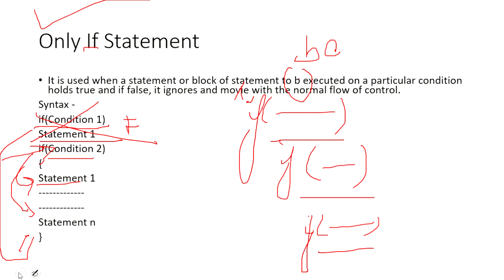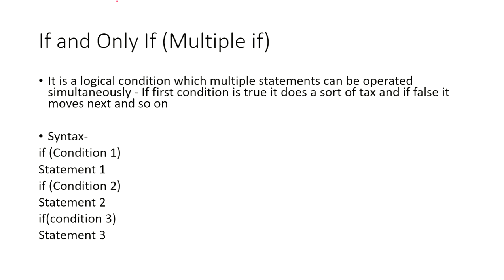That was only if. Next, if and only if, or we call it multiple if programs. It is a logical condition in which multiple statements can be operated simultaneously. If the first condition is true, it executes it and does a sort of task, and if it is false, it moves on and checks whether the next one is true or false, and the particular statement is executed, and so on.